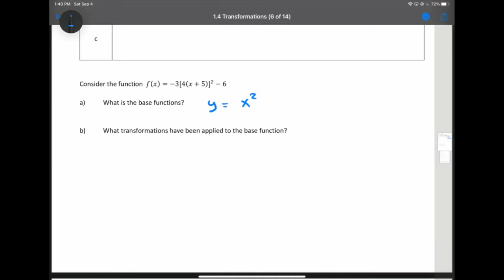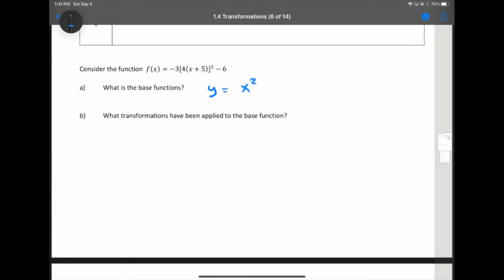The transformations that have been applied to that base function, well, the a value is -3. And what did it do? It's going to stretch vertically and cause a vertical flip. And I usually just abbreviate that with v flip. I often write v stretch as well. Probably should have here just to save time.